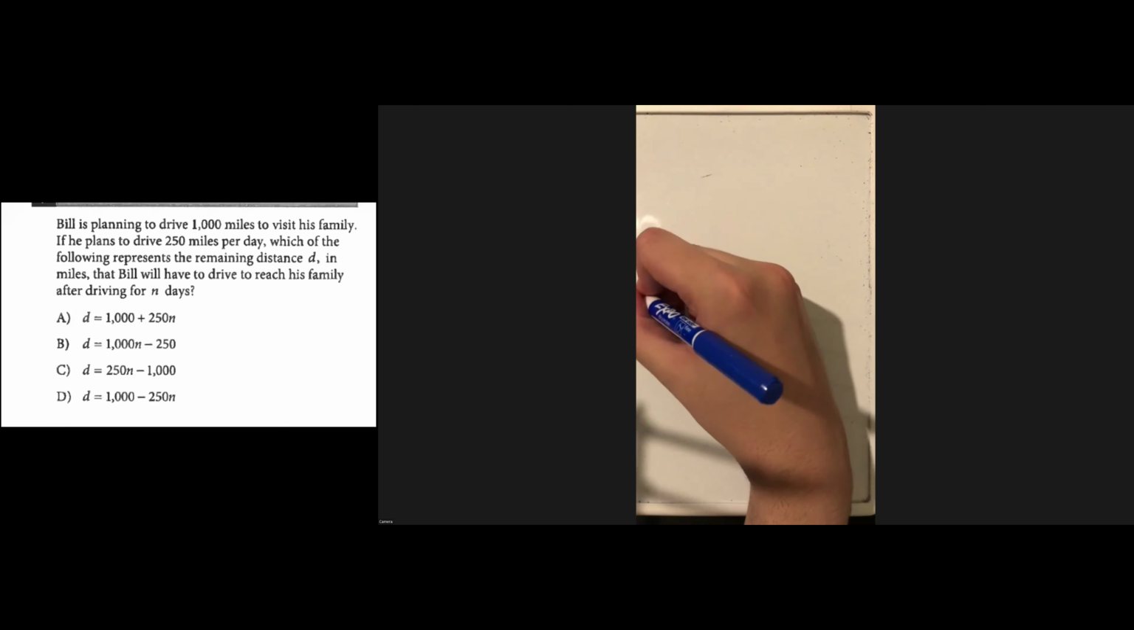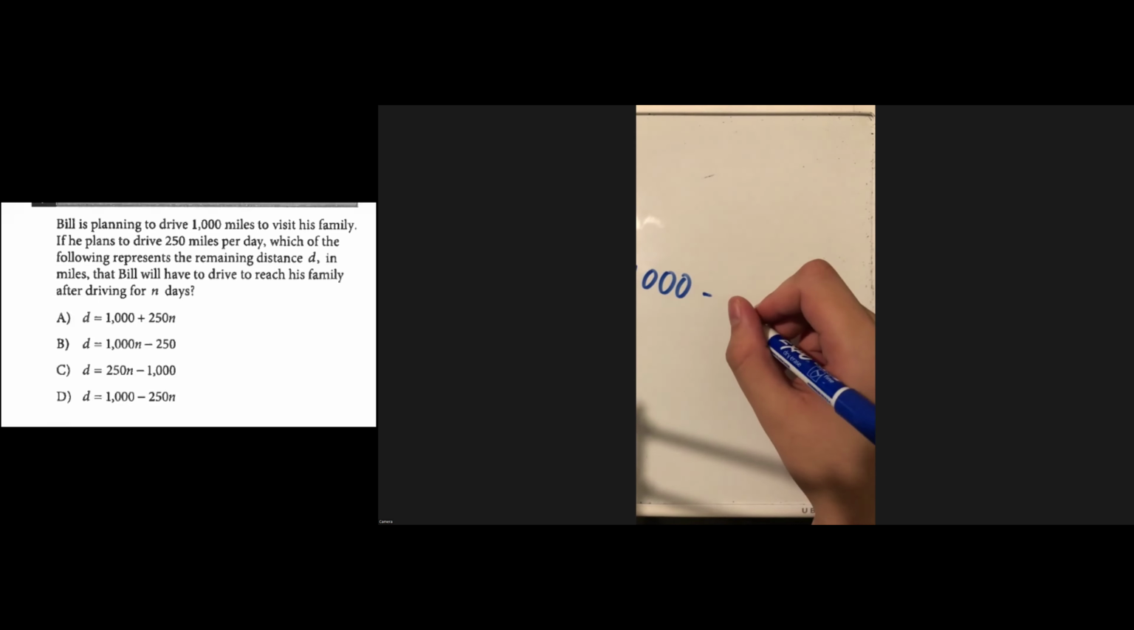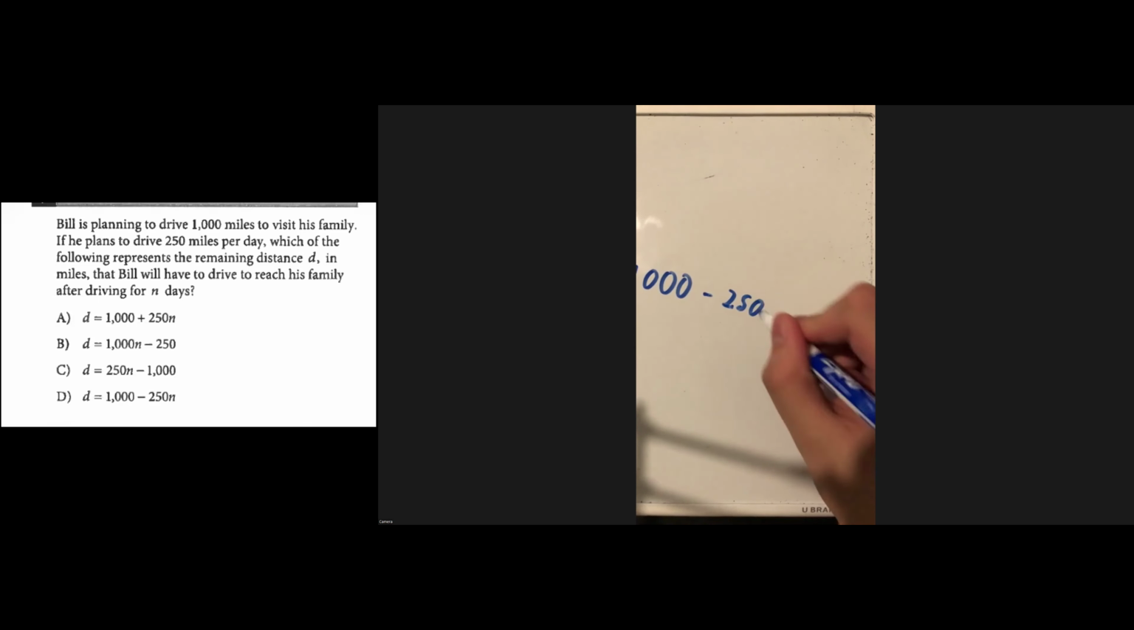Okay, so for question 5, we know that the total distance is 1,000 miles, and we know that he can do 250 miles a day. So 1,000 minus 250 times n, which is the number of days, has to equal the total distance. That means in 4 days, you'd have traveled the entire distance. So the correct answer is choice D.